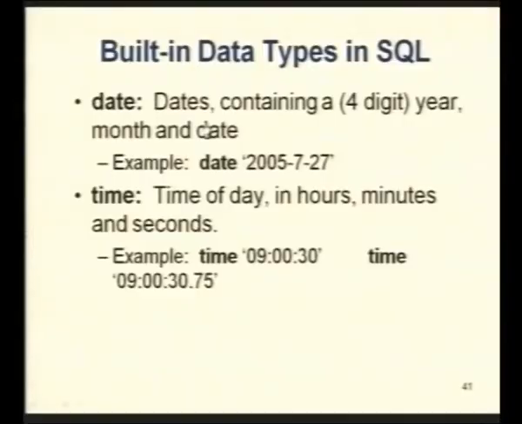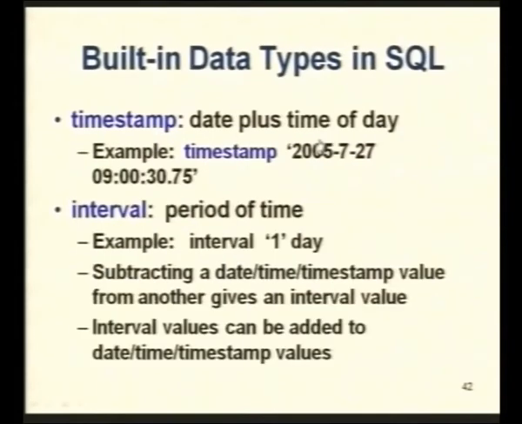Next we look at some built-in data types in SQL. Dates contain a 4-digit year, month and day. For example, date 2005-7-27 is the way of writing a date, and time is normally written in hours, minutes and seconds. A timestamp is date plus time of day, which is both together. You can also specify an interval as a period of time. These are all built-in data types.